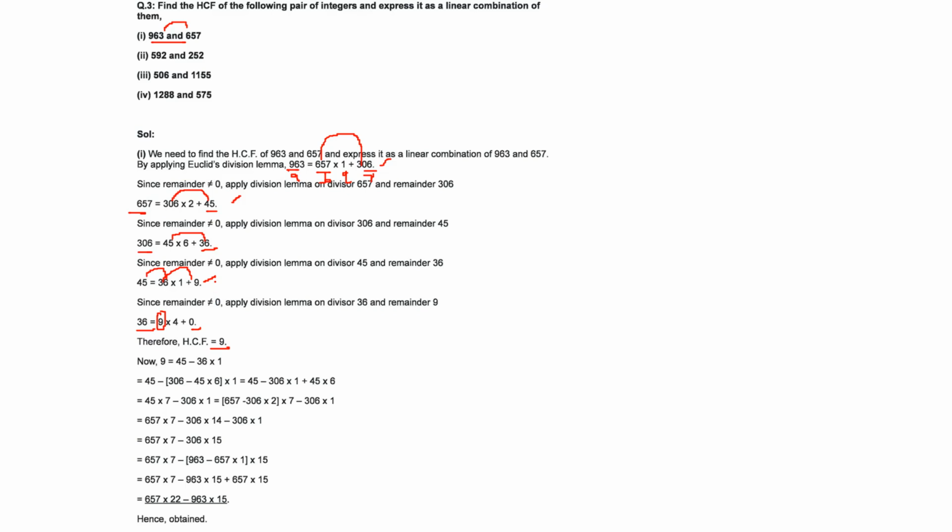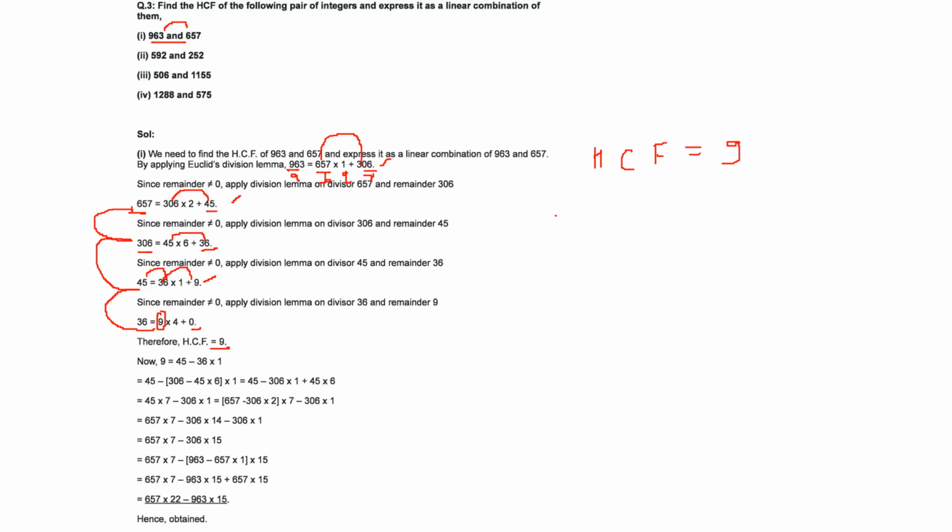Now this you already learned by now. But how to write this in the form of linear combination? So I'll start with 9. You just see how I backtrack. All these steps I have to backtrack like this till I reach this point. How to do this? See, the HCF is 9.